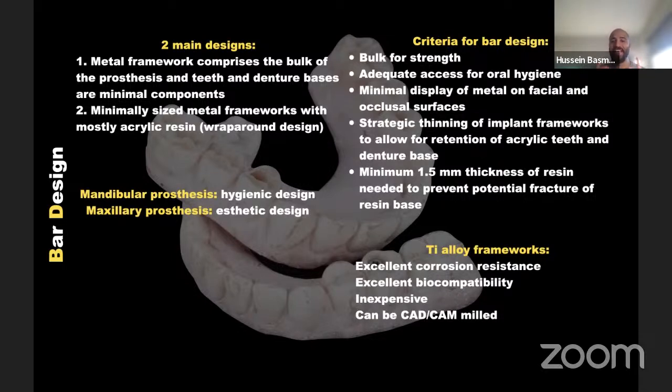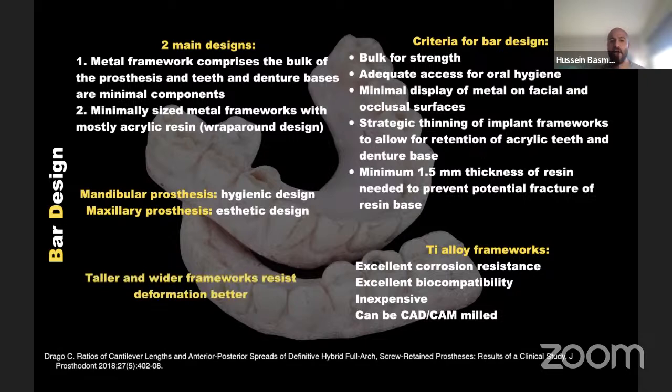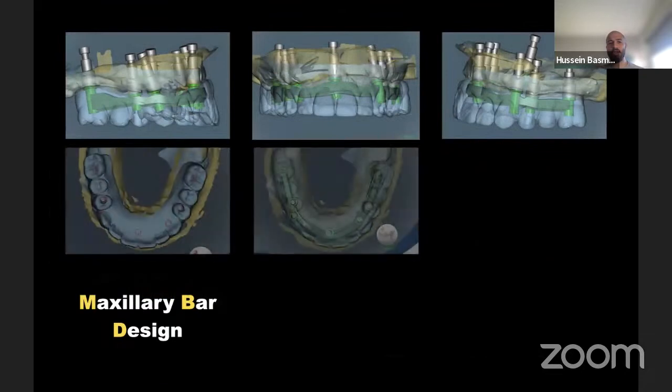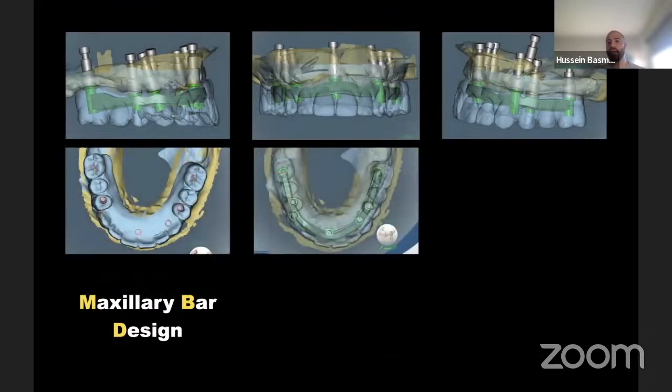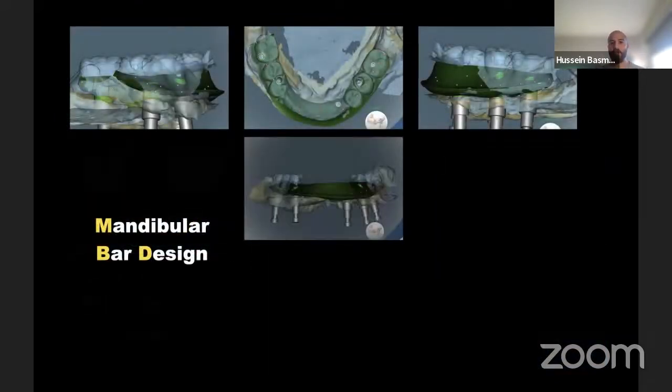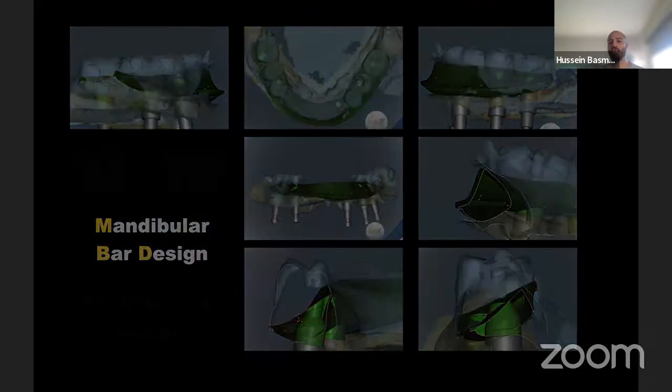We cannot afford any gaps between the prosthesis and the tissue, because that can lead to phonetic and some aesthetic problems in some cases. So basically, what we want to understand are the different types of bar designs that we could fabricate depending on the position or the location of that jaw. For example, for maxillary bar design, we have to make sure that it is aesthetic. For a mandibular bar design, we have to make sure that it is hygienic.